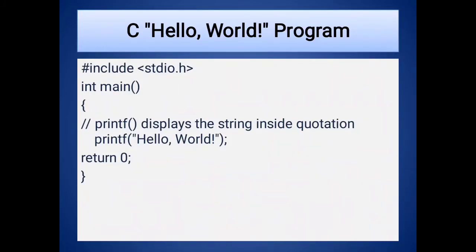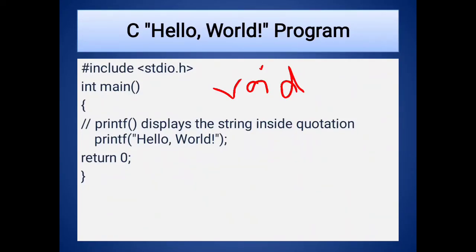Once again we'll repeat the steps. First is #include <stdio.h>. Next is int main. Here int is the return type of the main function. In place of int we can also write void. If we write int, the main function returns an integer type; if we write void, it returns the void type.